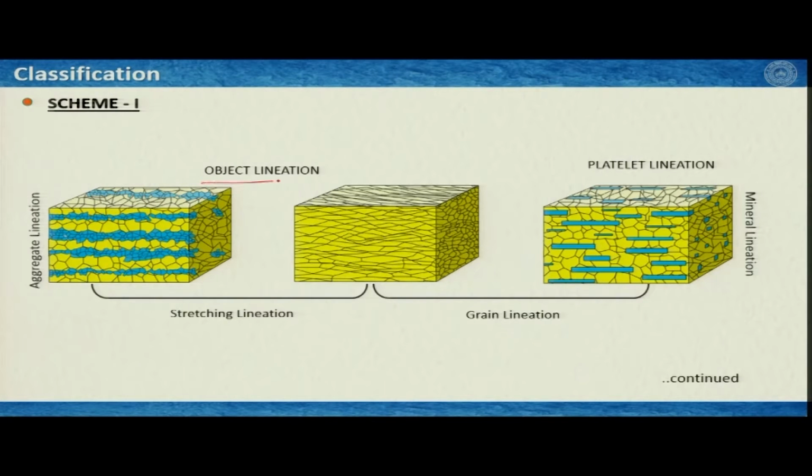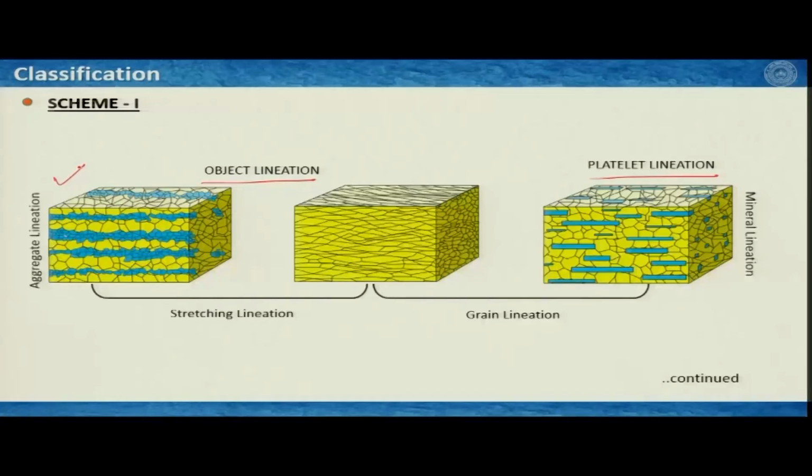One is object lineation, the second one is platelet lineation, and in the next slide we will see the third one, which is the trace lineation. So, the object lineations define that the grains or the minerals are objectified to define the lineation. So, the first one in this diagram is the aggregate lineation. That means aggregation of minerals defines the lineation along a certain direction.